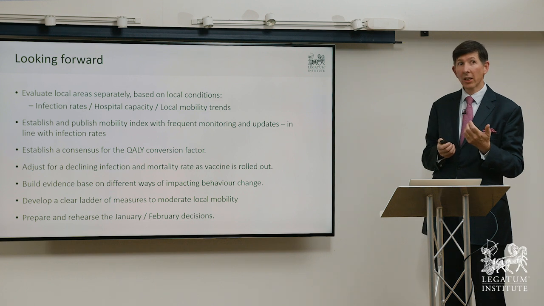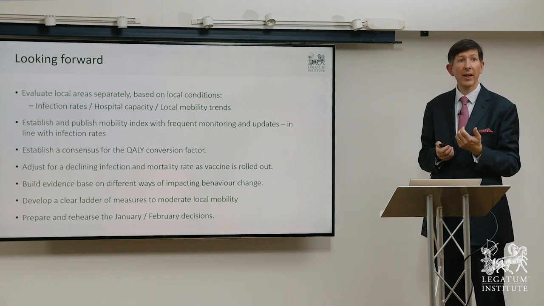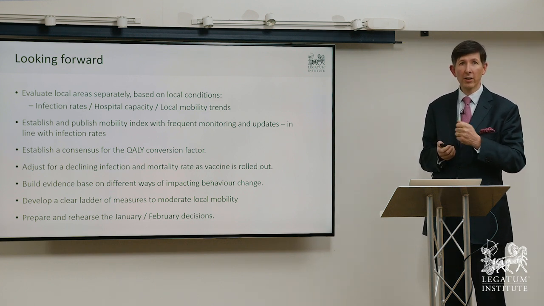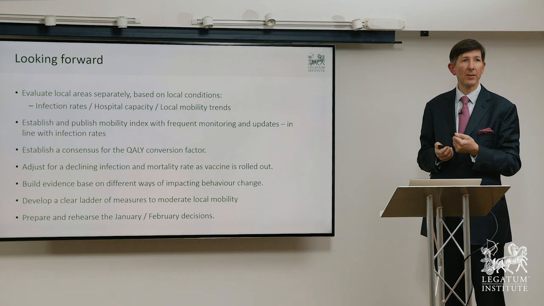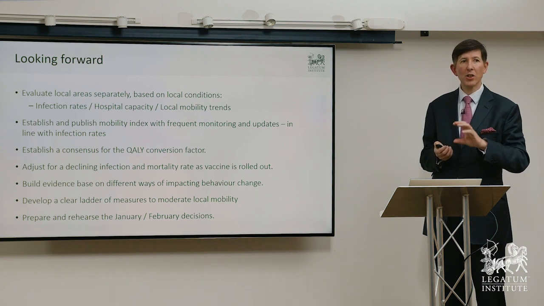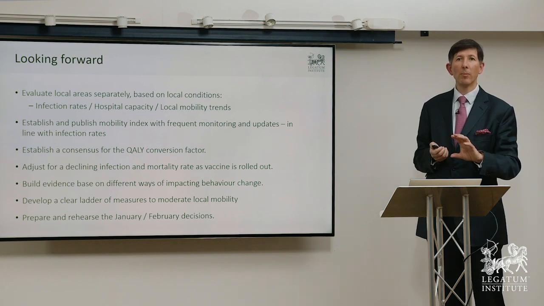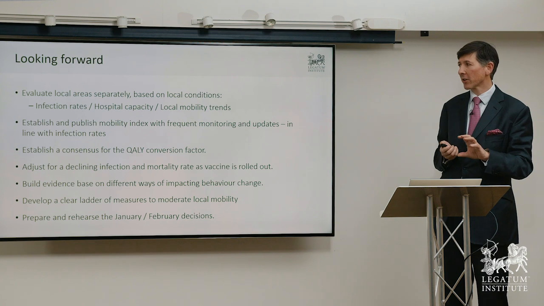We need to adjust for declining infection rates as the vaccine gets rolled out. The great news with the vaccine is that for a given level of infection, mortality rates are going to go down. And therefore, any evaluation needs to continue to take that into account, because with the rollout, it'll be possible to have higher levels of mobility for a given level of infections.